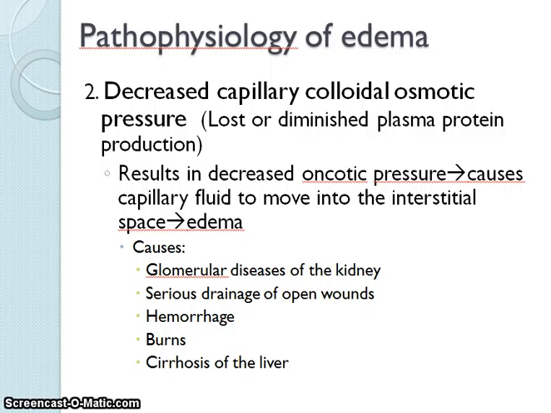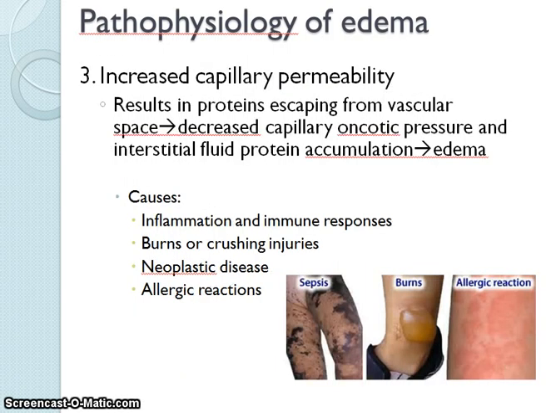This can be caused by diseases of the kidneys, if we have a lot of drainage, serious drainage of open wounds, bleeding, which is excessive, or hemorrhage, which is excessive bleeding, burns, or cirrhosis of the liver, because the liver helps us to make our plasma proteins.